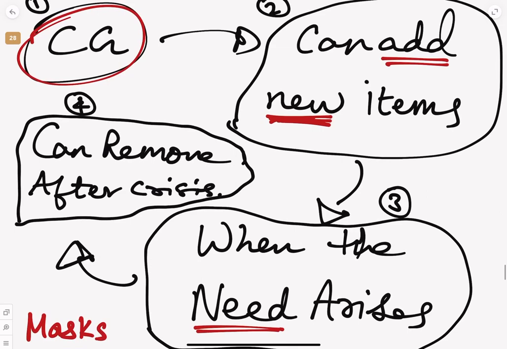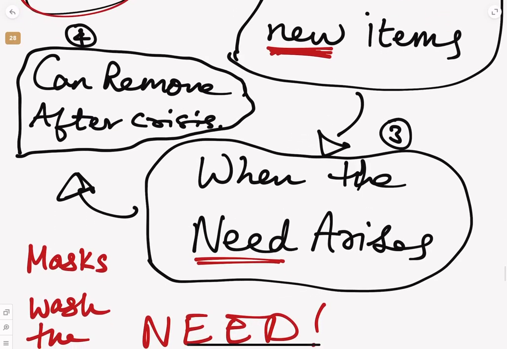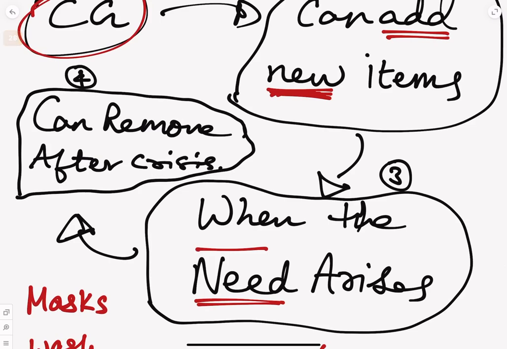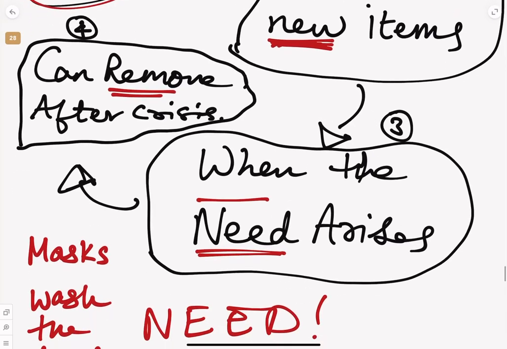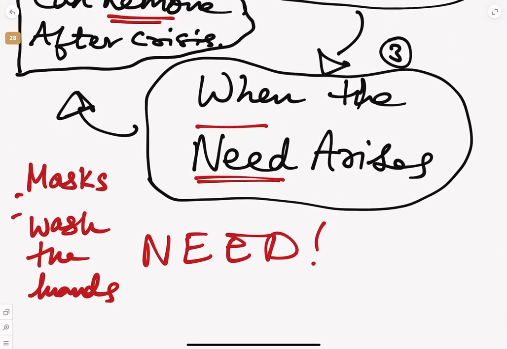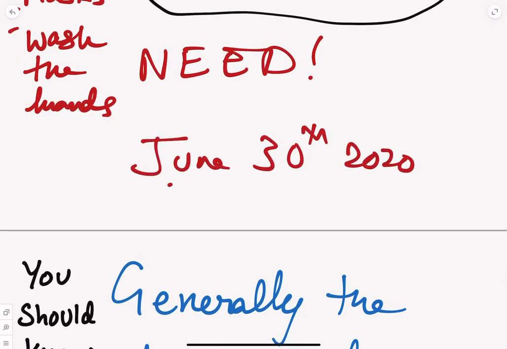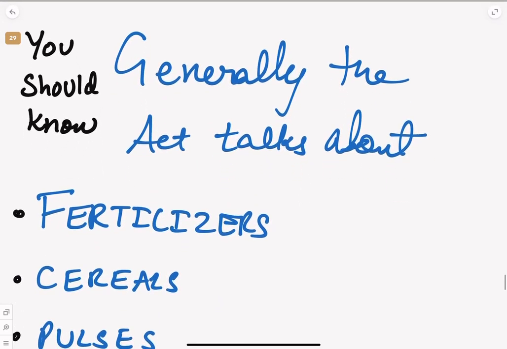So now government can add these new items to the schedule and call it as essential because there is a need, right? And when the crisis is over, they can remove these items from the schedule and they can tell that no more masks and hand sanitizer essential. But right now they're telling it is till June 30th 2020, not forever. This date most likely will get extended by few more months till the crisis is over. Depends, no one can tell.